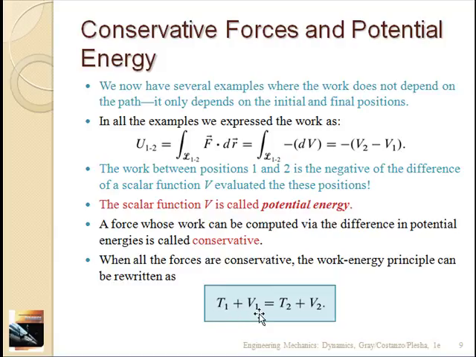So T1 plus V1 is potential plus kinetic energy initially. T2 plus V2 is potential plus kinetic energy finally. And if it's conserved, then those two have to be equal. So what will usually happen is from point 1 to point 2, T1 will change. Let's say it's reduced, then V will increase to balance it, right? So we're exchanging potential energy for kinetic energy.